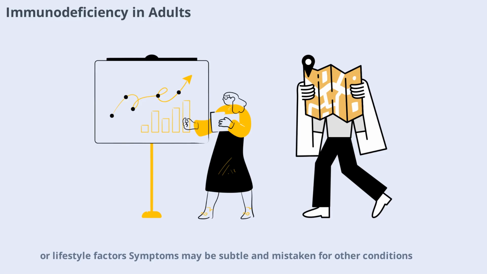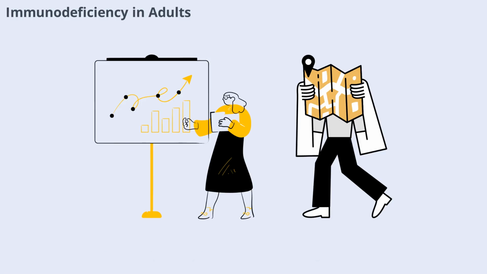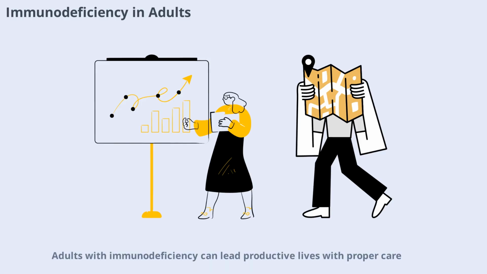Adults can develop immunodeficiency due to chronic diseases, medications, or lifestyle factors. Symptoms may be subtle and mistaken for other conditions. Regular health screenings and awareness of risk factors help in early identification and management. Adults with immunodeficiency can lead productive lives with proper care.